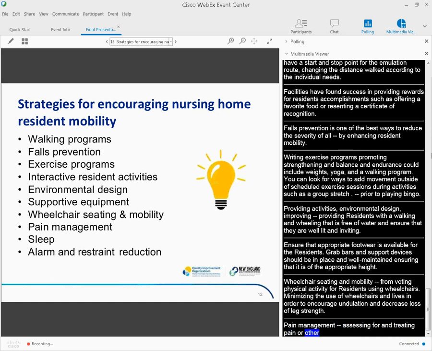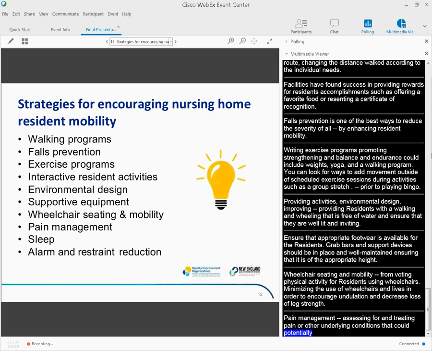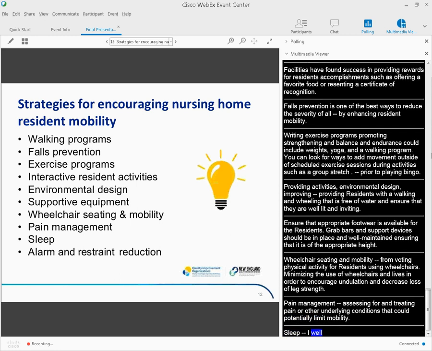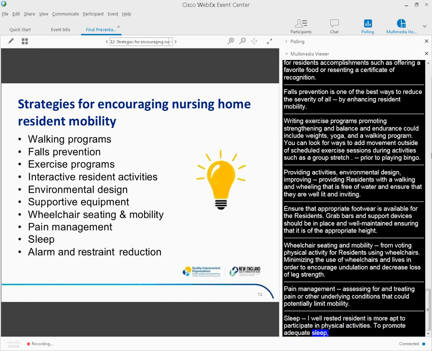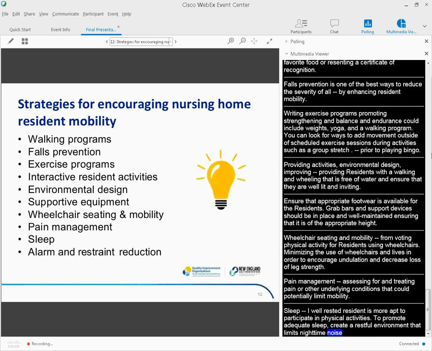Sleep. A well-rested resident is more apt to participate in physical activities than a tired resident. To promote adequate sleep, create a restful environment that limits nighttime noise and lights and other disruptions. And then last but not least, alarm and restraint reduction.